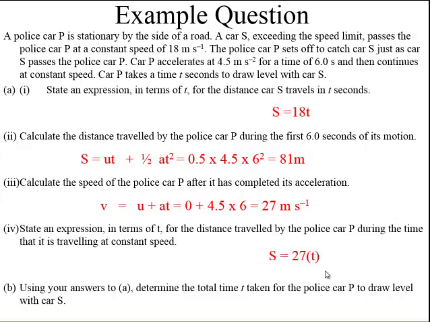Now, what I'm going to do here is combine this information. I want to find out the point when the cars draw level with each other. So that means they must have travelled the same distance. The distance of the speeding car is always going to be 18 times t, whilst the distance travelled by the police car is going to be 81 meters for the initial acceleration, and then 27 multiplied by the remaining time. But remember, that time is going to be t minus 6 because there were 6 seconds of acceleration.